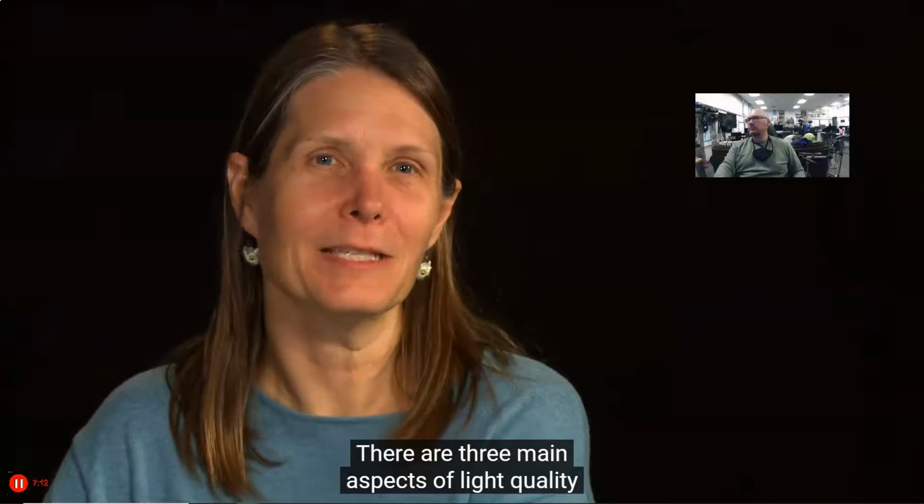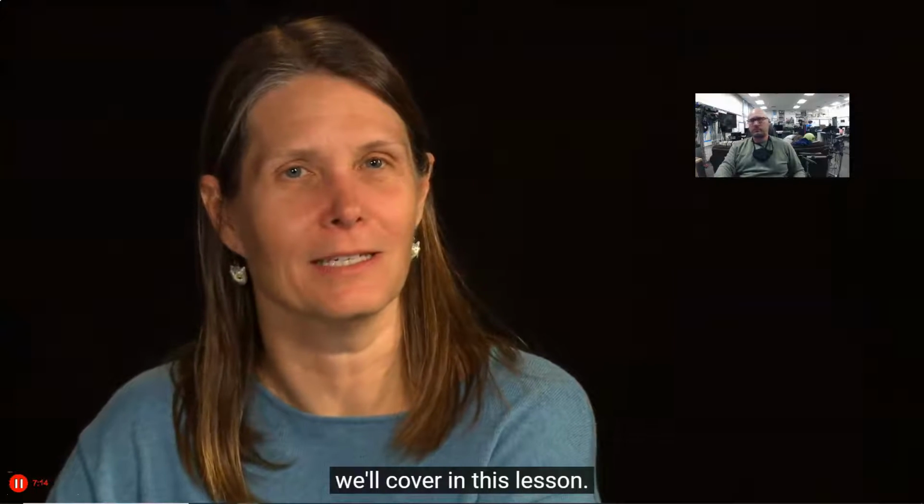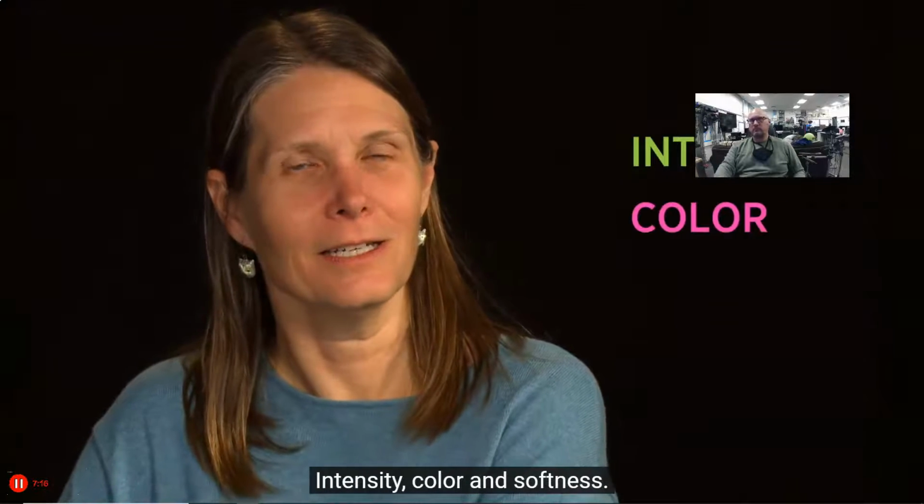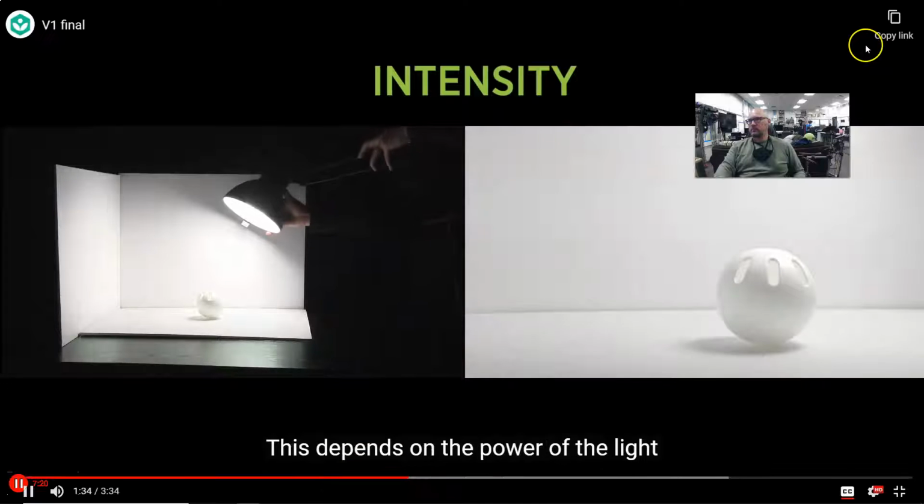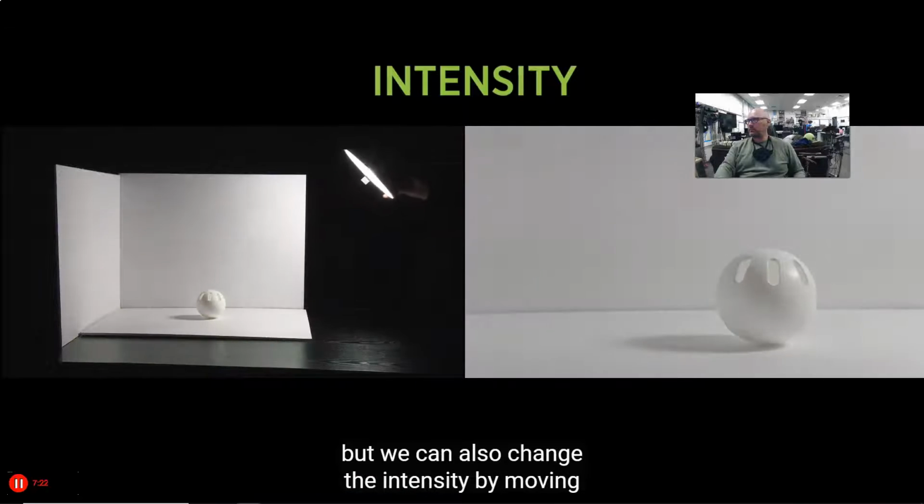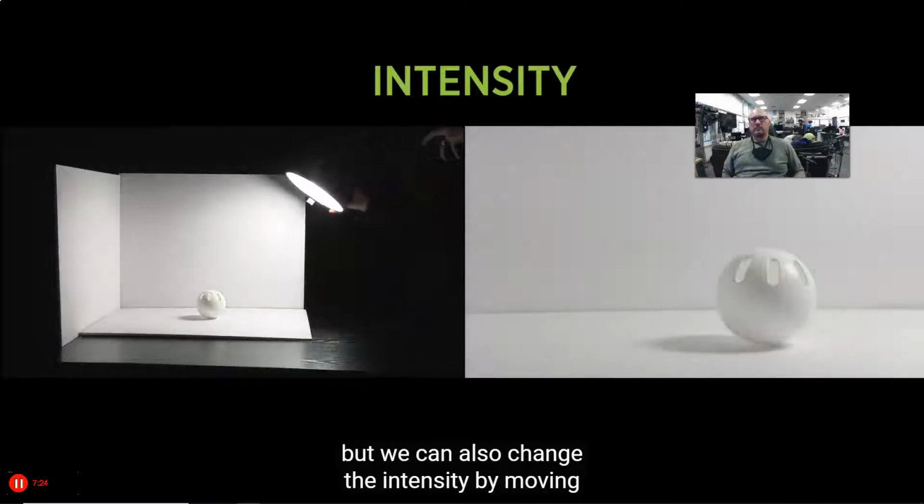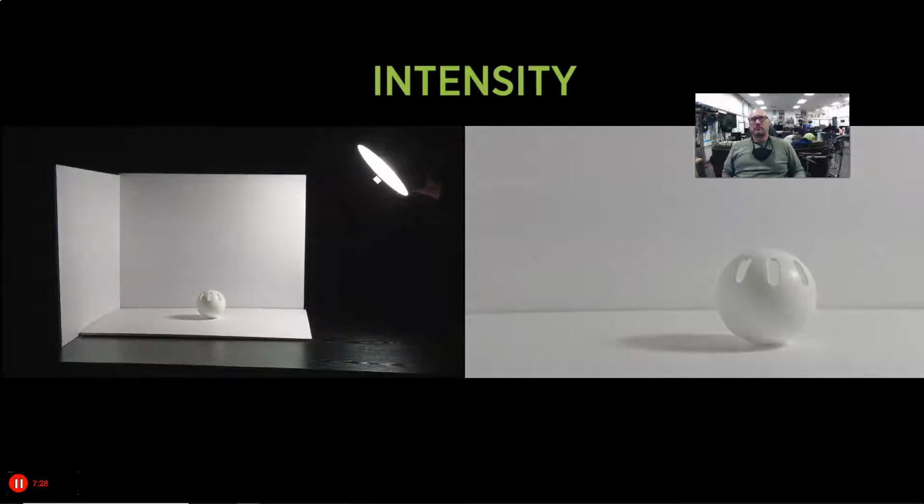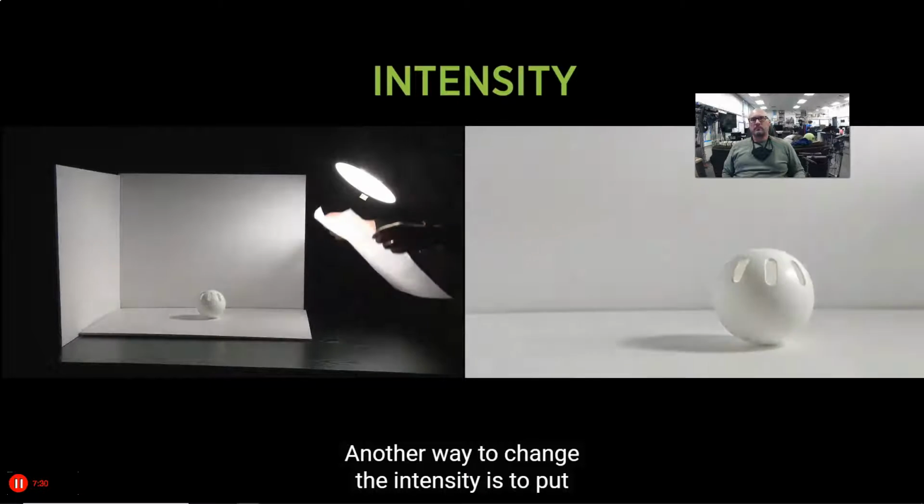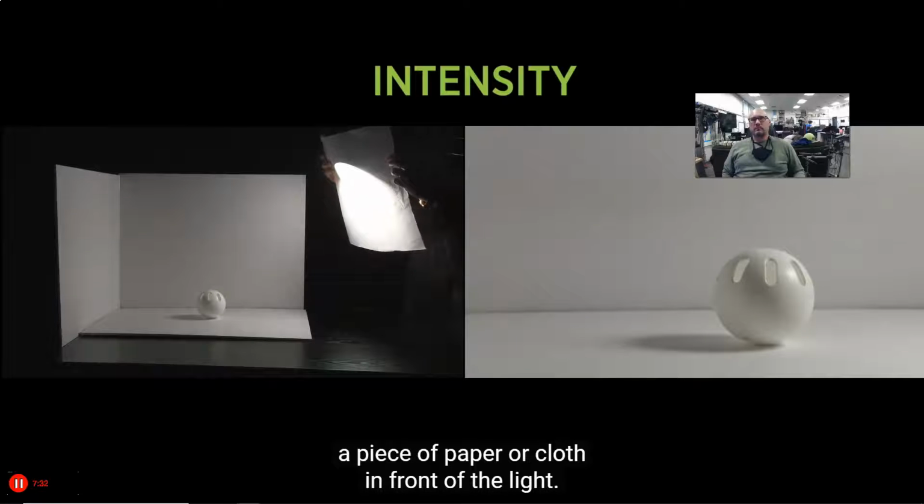There are 3 main aspects of light: intensity, color, and softness. Intensity is how bright it is. This depends on the power of the light. But we can also change the intensity by moving our light closer or further away from the subject. Another way to change the intensity is to put a piece of paper or cloth in front of the light.